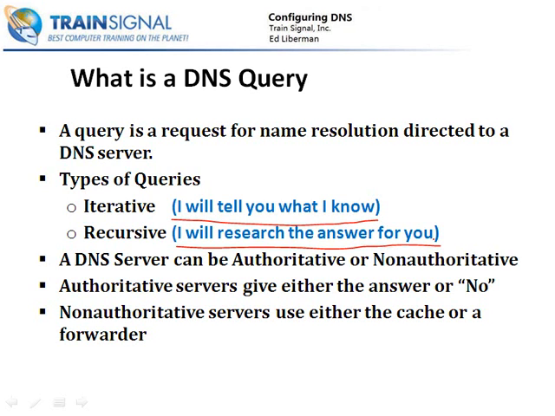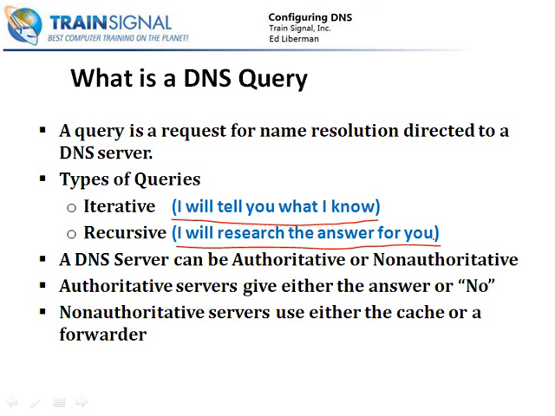But a DNS server can also be either authoritative or non-authoritative. An authoritative DNS server will either give the answer, here is the IP address for that client, or will give what's called an authoritative no, which is where the DNS server is saying, look, I am authoritative for this namespace. I know what's in this namespace, and I'm telling you there's no such host.